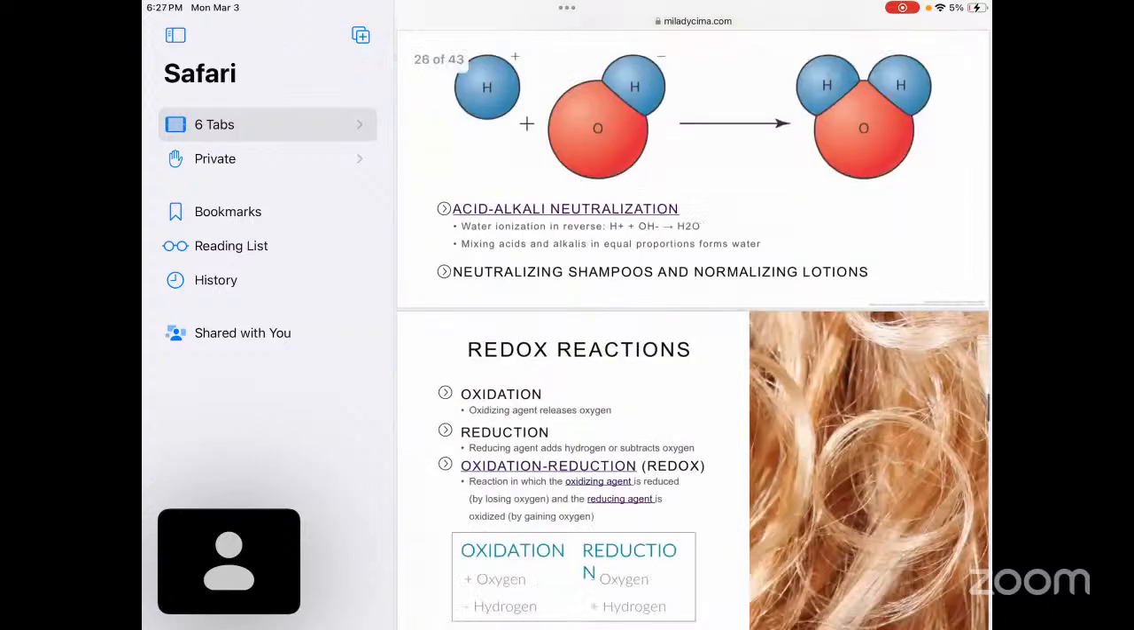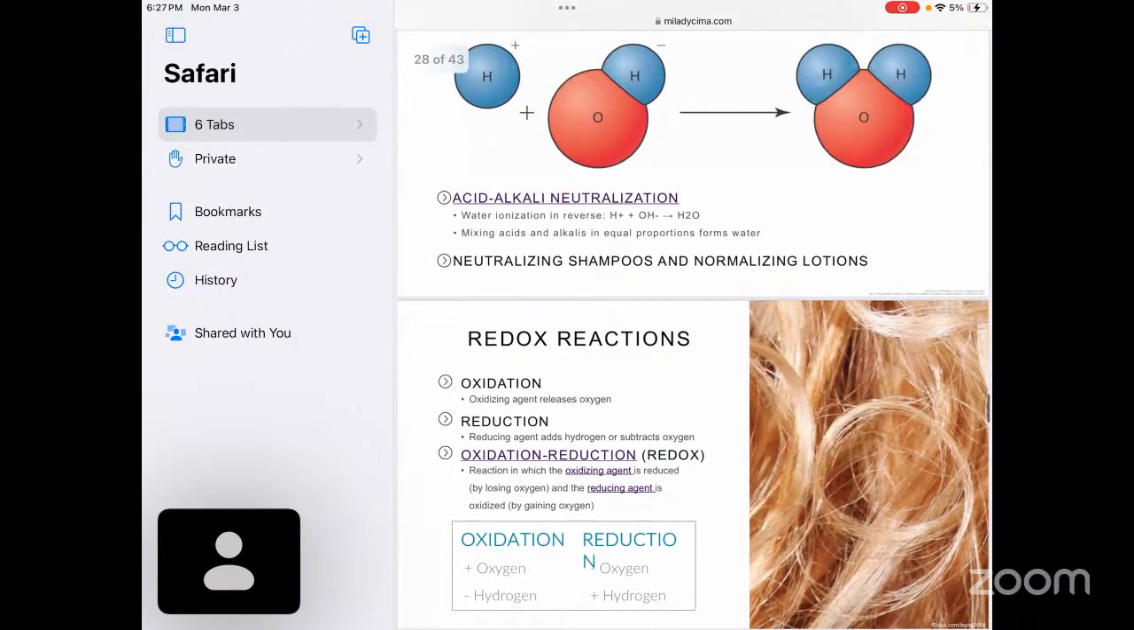Here's an acid-alkali neutralization, which is your neutralizer for your acid peels, your neutralizers for thioglycolic, or your neutralizers for relaxers, okay? Water ion in reverse. So you have hydrogen plus oxygen hydrogen that gives you H2O. And then you have mixing acids and alkalis in equal proportions. It forms water. Now, what I do want you to look at is H2O2.